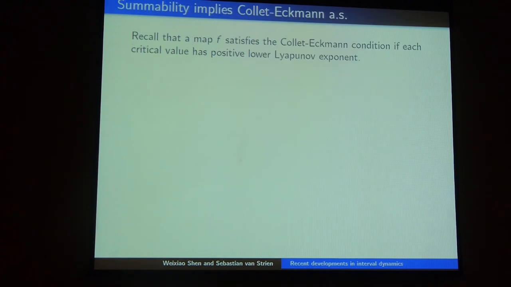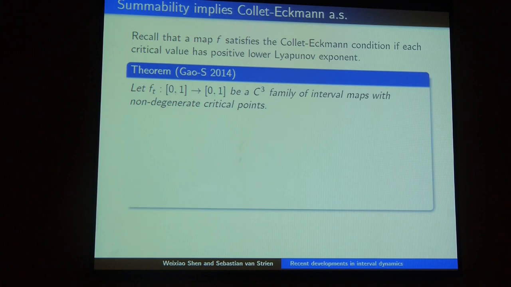So let me talk about another application of the expanding property for the pseudo orbit. I'm going to try to discuss some extension of the Jakobson theorem. Let me recall, a map satisfies the Collet-Eckmann condition. That means every critical value has a positive lower Lyapunov exponent.